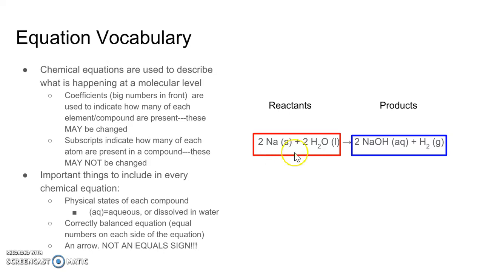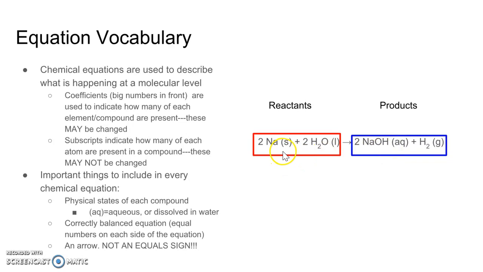And then subscripts, remember, those are those tiny little numbers, and they really just tell you how many of each atom are present in a compound. So, for example, in water, we know there's 2 hydrogens for every 1 oxygen. Both coefficients and subscripts, if there's no number in front, so like over here with the hydrogen gas, we just assume that it's a 1. Same sort of thing with the subscripts. If there's no subscript written, it just means that there's a 1.